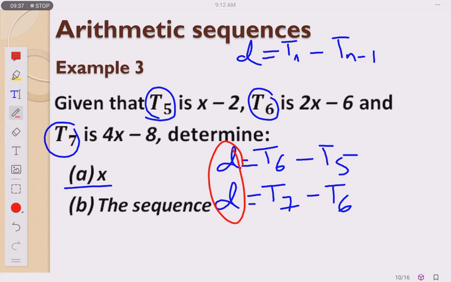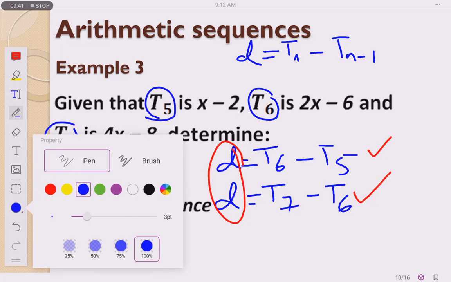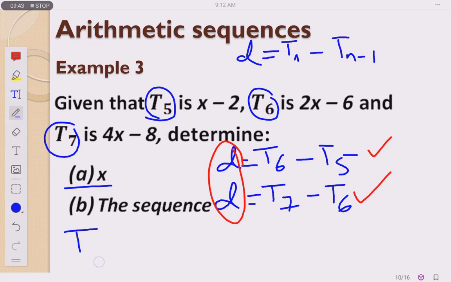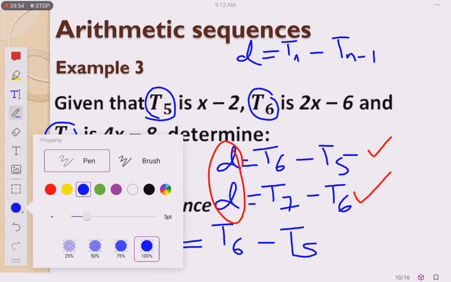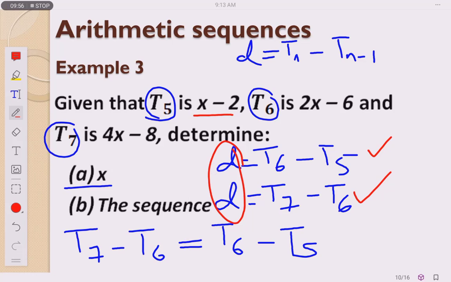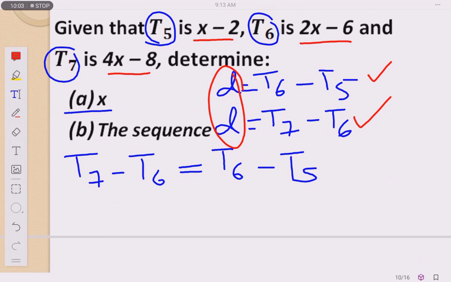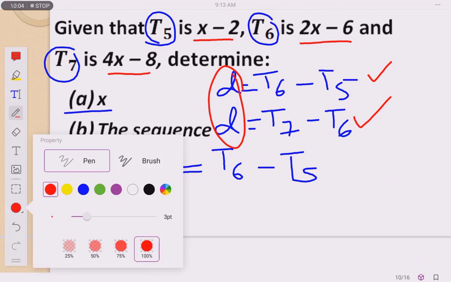So in other words, I can equate these, and I can have T7 - T6 is equal to T6 - T5. That's where I'm coming from. Let's substitute with the values that we have, where we have our T5 and our T6 as that, and our T7 as that. Let's substitute.